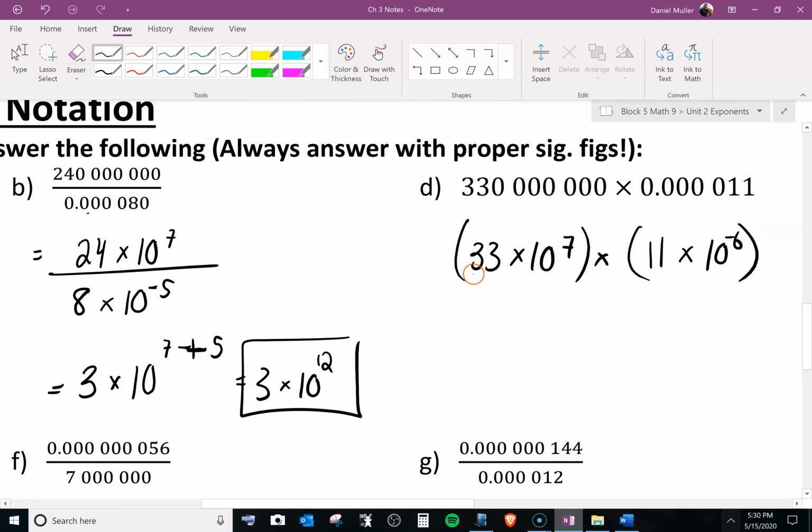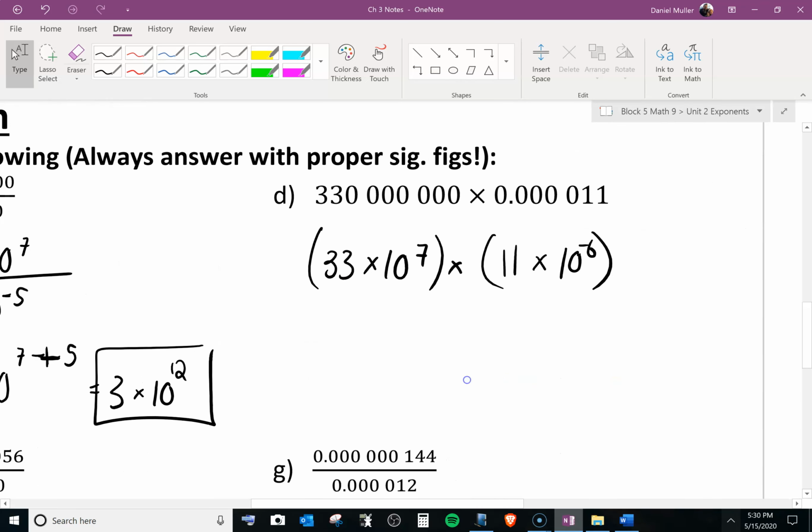Now I can multiply, 33 times 11. I don't know what that is offhand. So 33 times 11. 11 times 3 is 33. 1 times 3 is 3. 1 times 3 is 3. So 3, 6, 3. So I get 363.